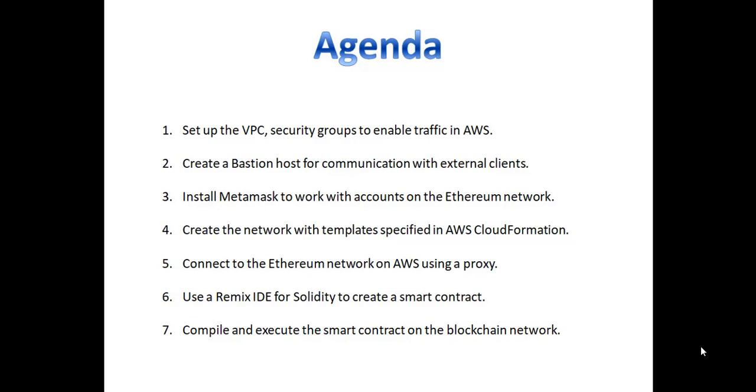Fourth, we'll create a network with the AWS blockchain template. Fifth, we'll connect the Ethereum network on AWS using a proxy. Sixth, we'll write our Solidity code using the Remix IDE. And at last, we'll compile and deploy our smart contract on the AWS blockchain. We will set up the VPC and then we'll start setting up the Bastion host.